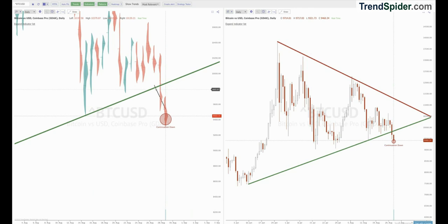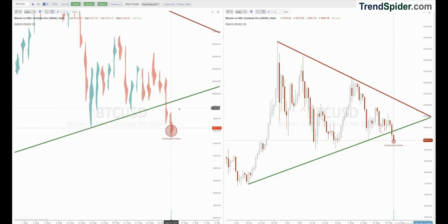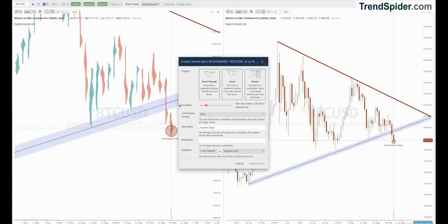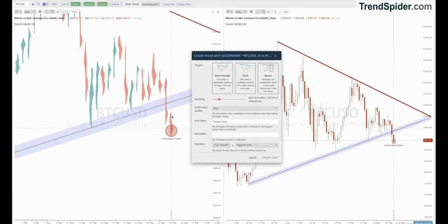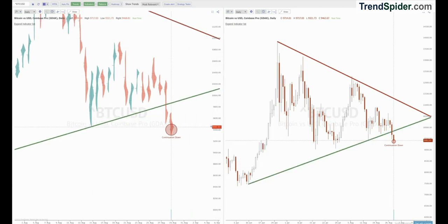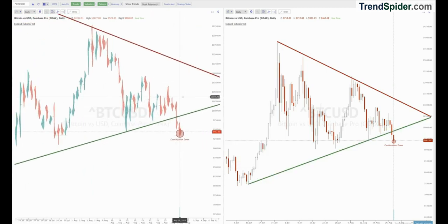Let me get rid of that line. Not sure what that did there. And so what I would do here is, this could just be a classic bounce and then pullback. So that's where I would really use this alert here in case that we did pull back to the upside. Because at the end of the day, I really don't know what's going to happen.